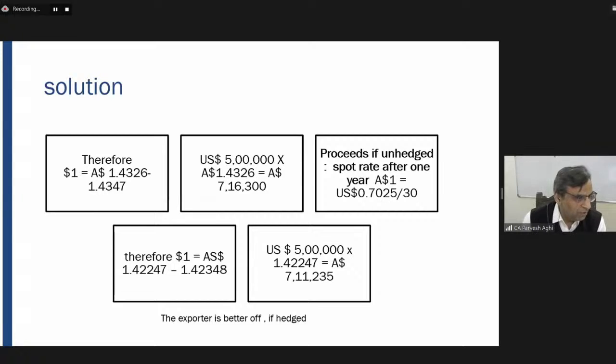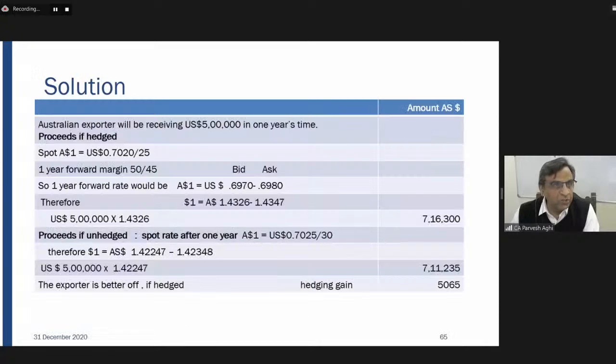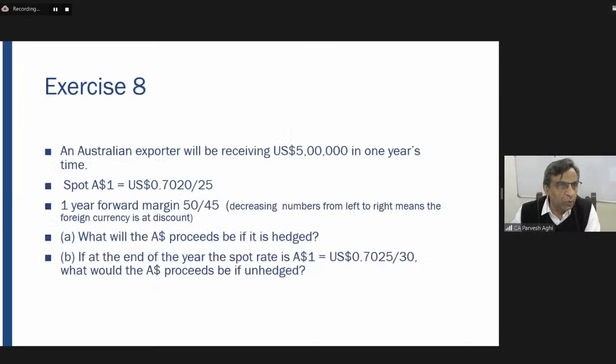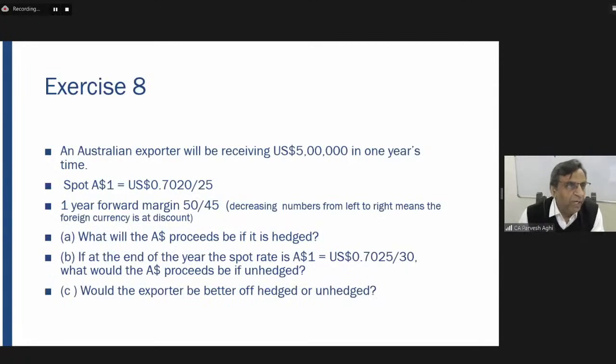Okay, fine. So if he hedges himself, he gets 7,16,300. But if he leaves it unhedged, then he is going to get 7,11,235. So I would ask you all to go through this question again, because this is a little tricky one, because of the way the quotes were given. This finishes this part of the day today, so I'm just going to go through the highlights of this question before we end.